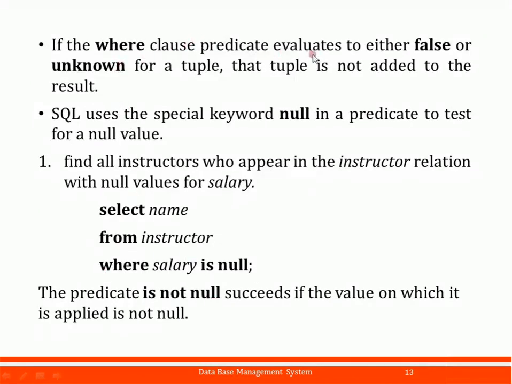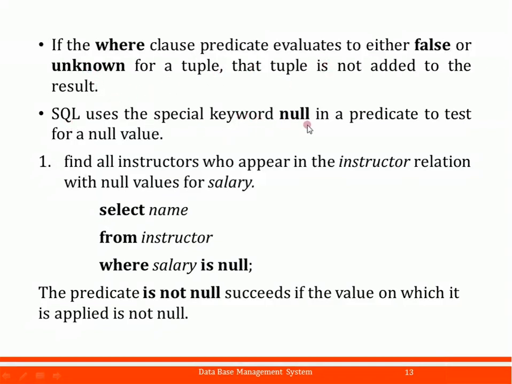If the where clause predicate evaluates to either false or unknown for a tuple, the tuple is not added to the result. So after checking the condition in the predicate of the where clause, if the result evaluates to false, we will not add the tuple to the result. Similarly, if the result is unknown, you will not add the tuple to the result.